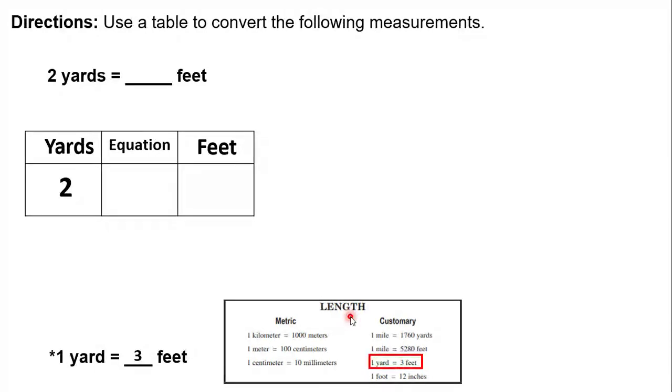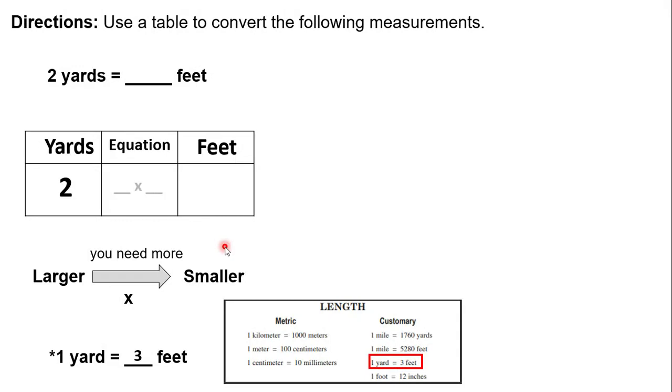Let's go ahead and put 2 in the yards because that's what's given to us. We know we have 2 yards. Now, we're converting from a larger unit because yards are larger than feet, and we're going to a smaller unit. Since feet is smaller, we actually need more feet to make up the same distance as yards. So since we need more feet, we're going to be multiplying.